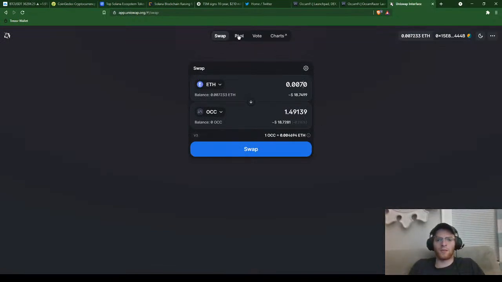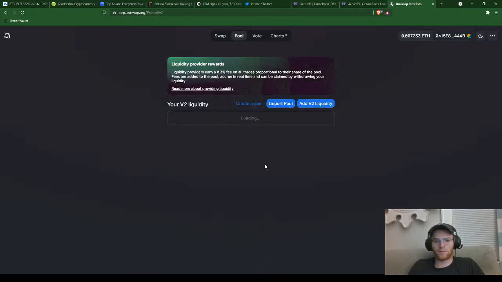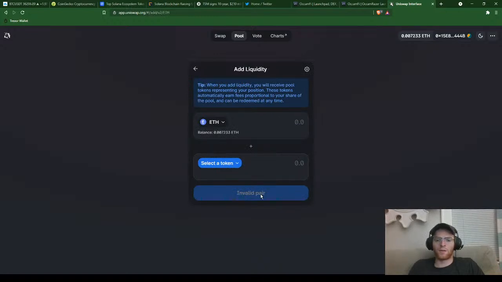So yeah, once you have those, you would hit pool, and you would need to go to V2 liquidity. And so once in V2 liquidity, you would go to add V2 liquidity, and then you would just do the pair. Once you pair it, you basically want to do it from your OCC, seeing as though ETH is the more valuable of the two. You would just choose, say you have 15 OCC, you want to add 5 into the pool. It would give you the amount at the correct conversion rate in the ETH category, and if that's okay with you, the amount of ETH it's throwing in, you would add that to the pool.